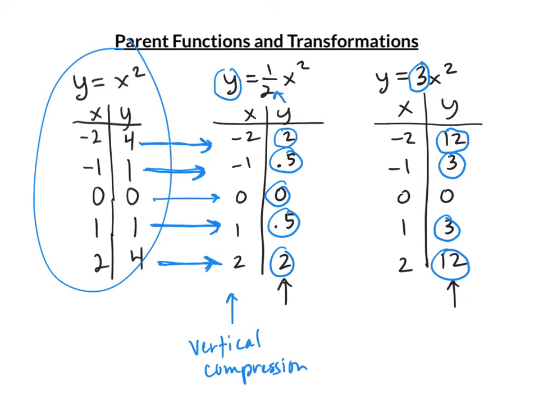So in this case, since every value got larger, and it was y that was being affected, we call it a vertical stretch. So if I'm multiplying by a number bigger than 1, it's going to make it larger. It's going to be a stretch. If I'm multiplying by a value less than 1, it's going to make things smaller. It's a compression. So look at the number in front. Again, if y is being affected, it's vertical. If it's bigger than 1, it's a stretch. If it's less than 1, it's a compression.